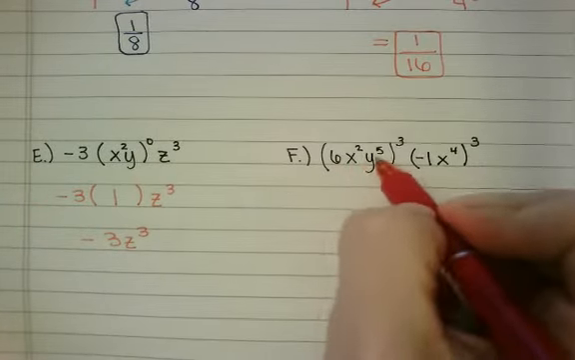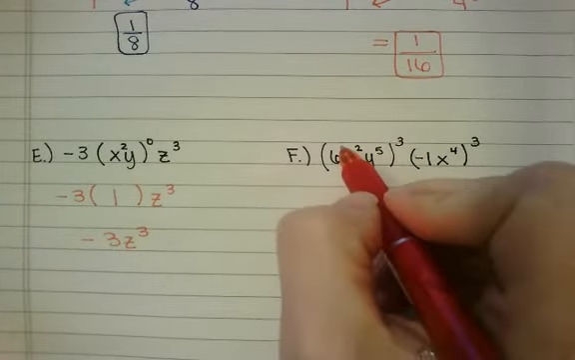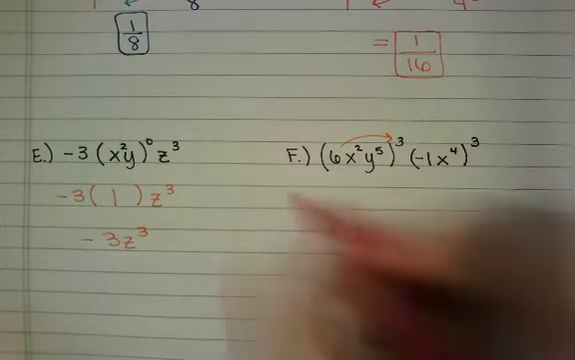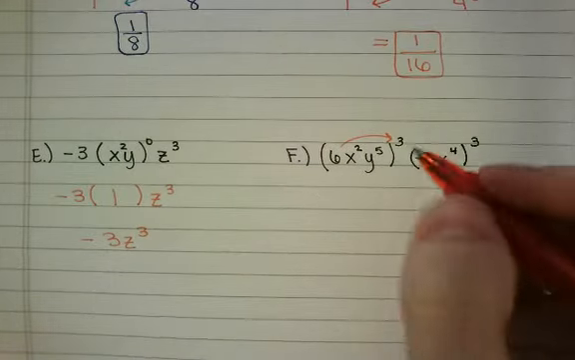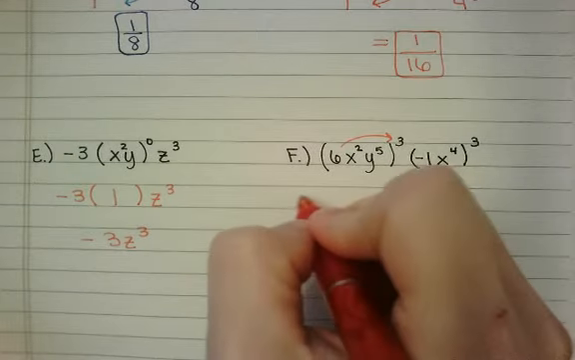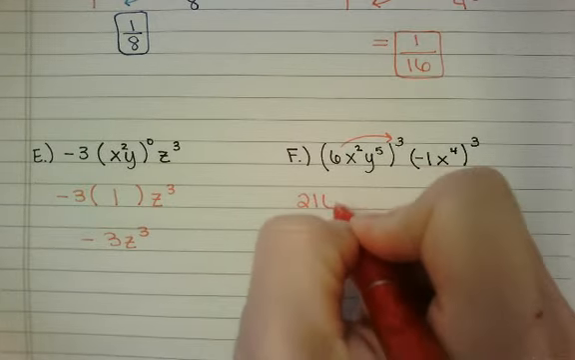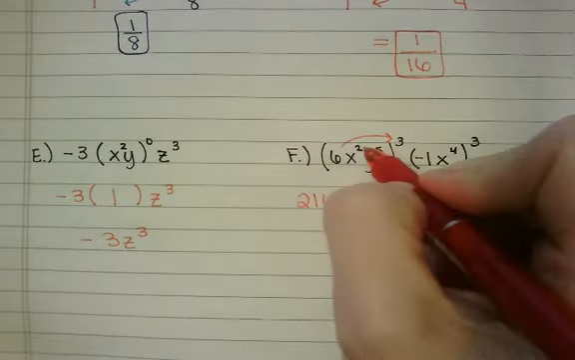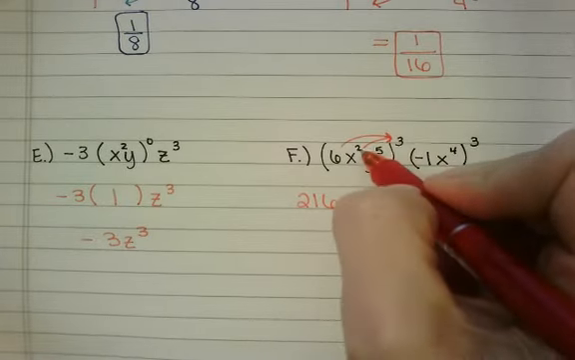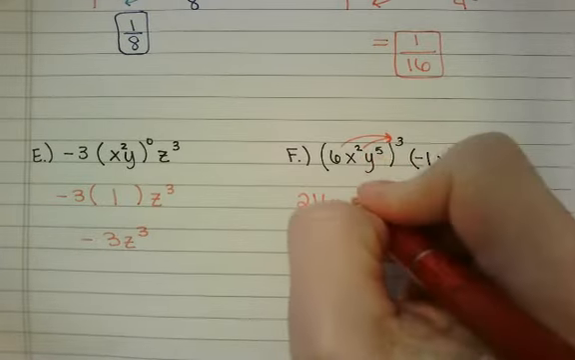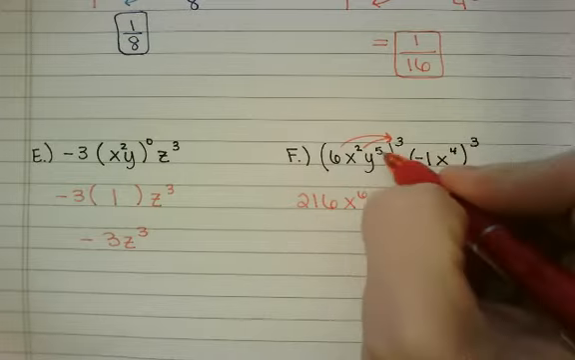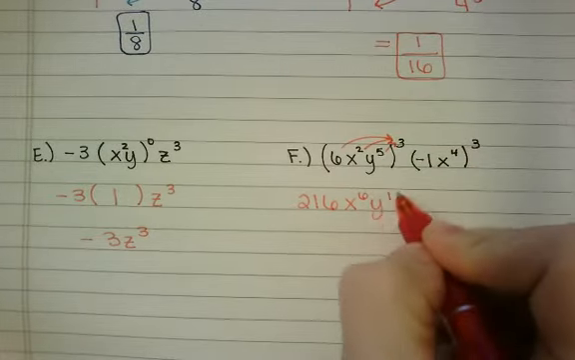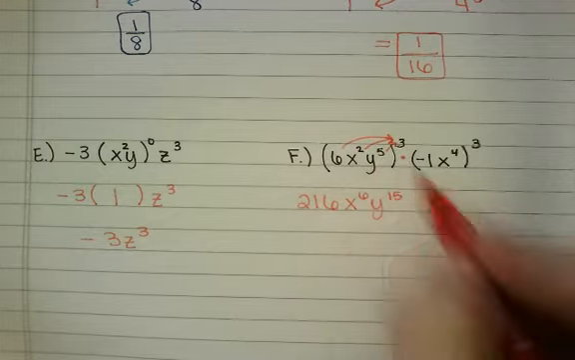And final example, everything again inside here is going to be taken to that 3rd power. So I'm going to say 6 to the 3rd power. So 6 times 6 is 36, times another 6 is 216. Power to a power, I'm going to multiply them. So 2 times 3 gives me 6, so I get an x to the 6. Power to a power, I'm going to multiply them again, so that's going to give me y to the 15th.